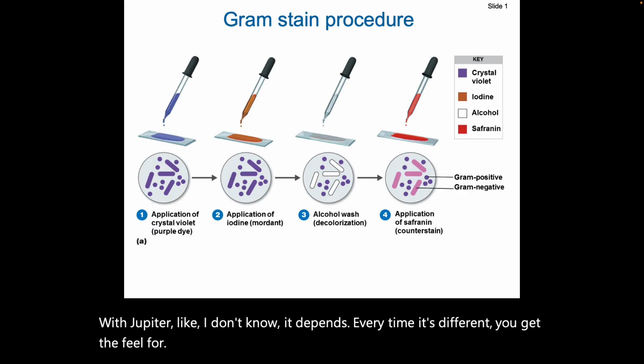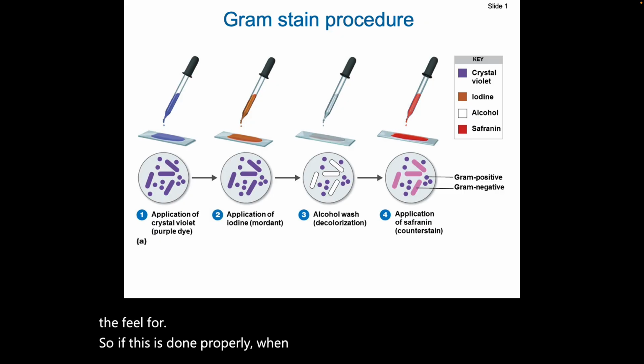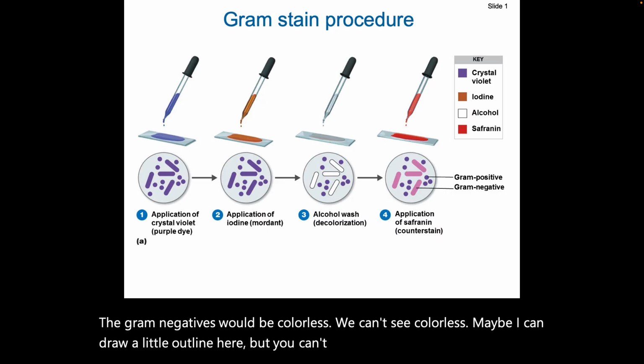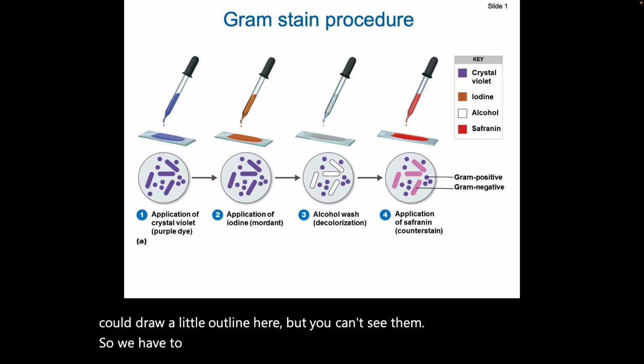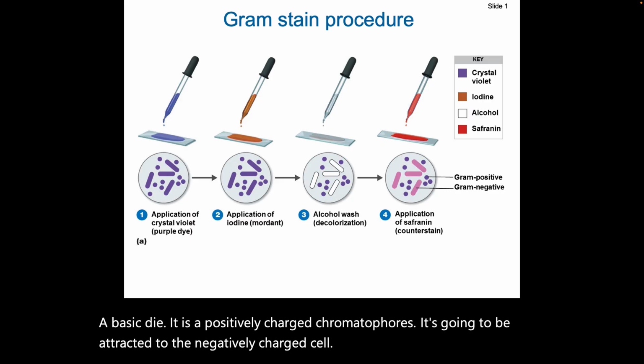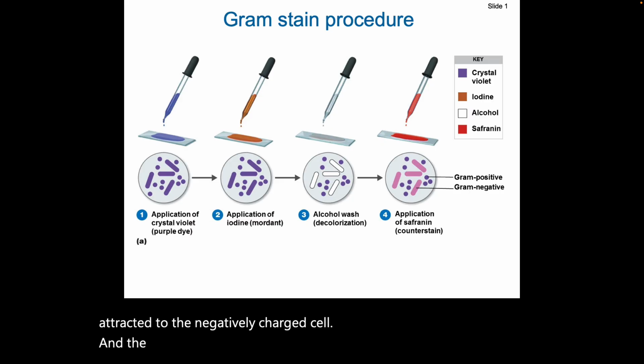So if this is done properly, when you look, the gram-positives will be purple. The gram-negatives will be colorless. We can't see colorless. Maybe I could draw a little outline here, but you can't see them. So we have to use the counter stain, the second stain, which is safranin. It is also a basic dye. It is a positively charged chromophore. It's going to be attracted to the negatively charged cell. And the colorless cells will become pink or red. Those cells that retained the crystal violet still will show purple.